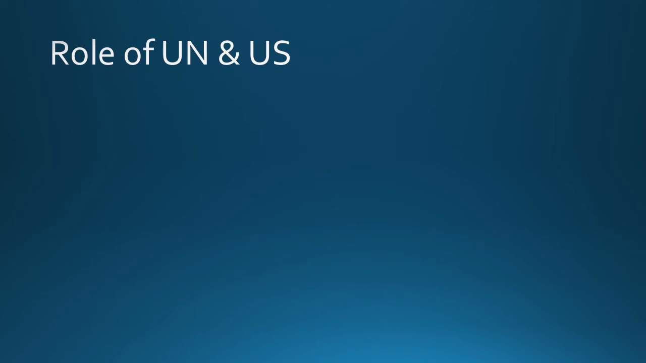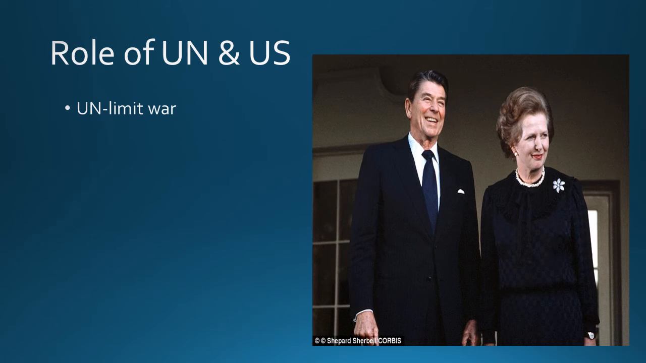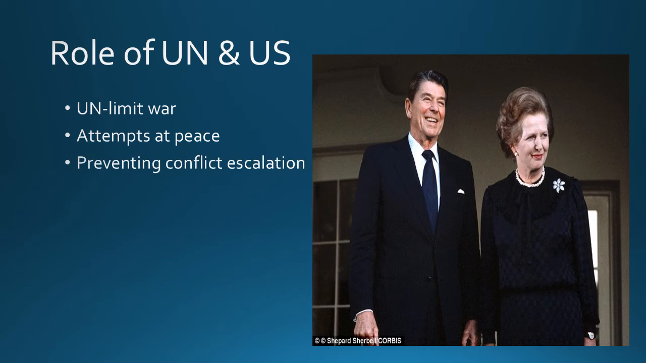Now, let's take a look at some of the roles of the outside powers. Again, this is very much a war between the UK and Argentina. However, there is some stuff going on here that we do want to be focused on and paying attention to. For the UN, the ultimate goal is to limit war. And if you remember, at the beginning of the conflict, the UN is trying to negotiate peace between the two sides. That will be unsuccessful. However, they do attempt to at least bring peace to the table.